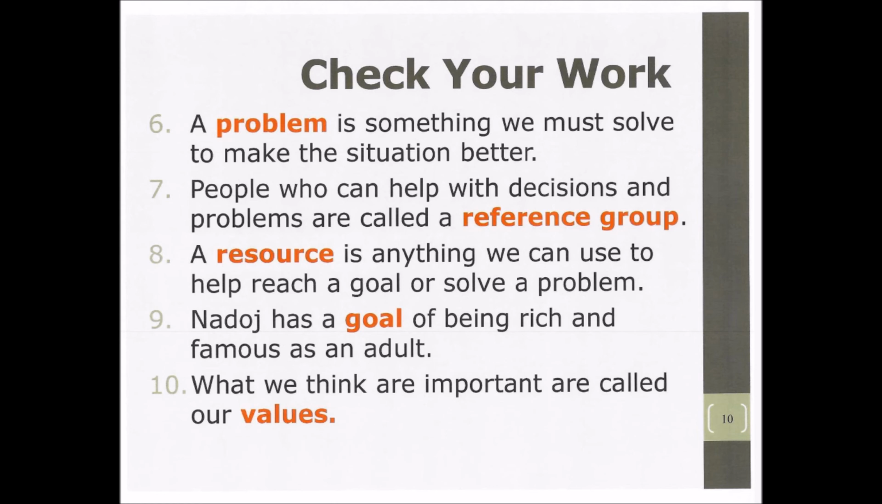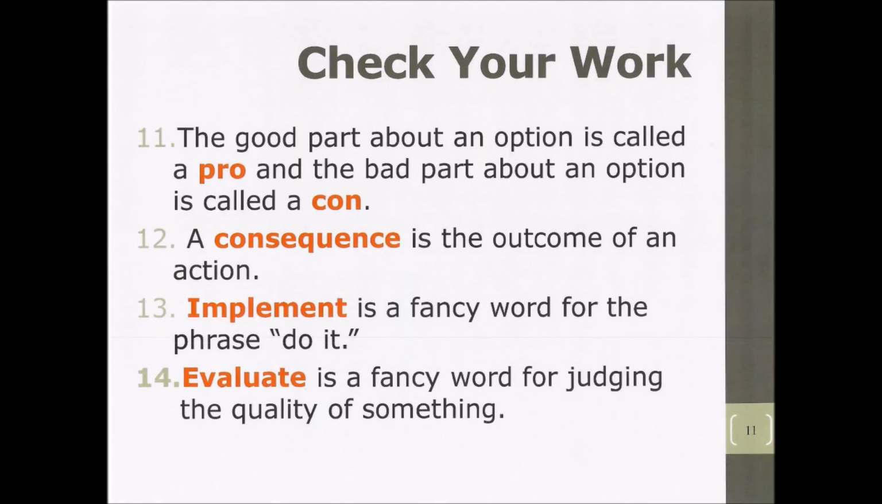Number 10, what we think are important are called our values. Our values will probably change as we get older and have different life experiences. What you value now is probably not what you valued 5 years ago. What you're going to value 5 years from now may be very different than what you value today. Number 11, the good part about an option is called a pro, and the bad part about an option is called a con. So the good is pro, bad is con.